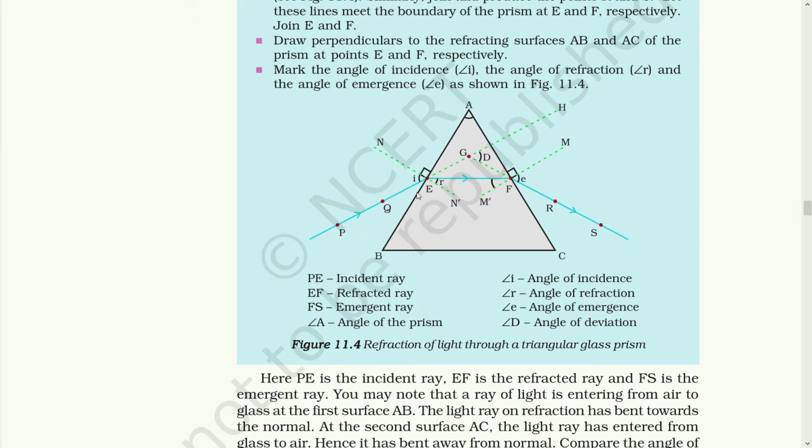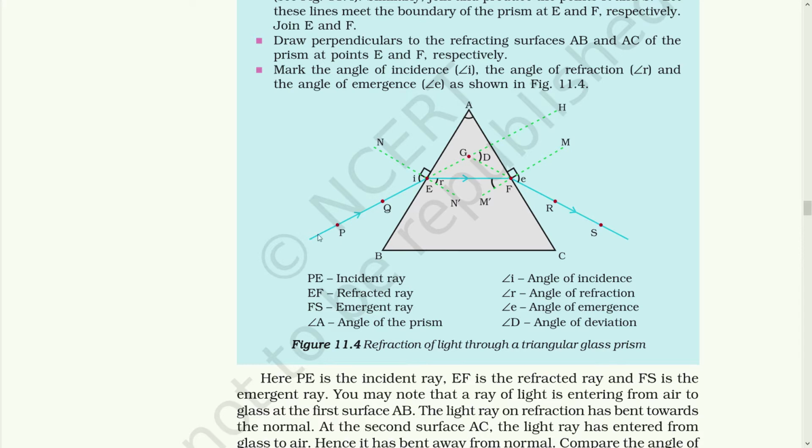Here PE is the incident ray. It passes into the prism and is refracted towards the normal. N dash is the normal. The angle formed by the incident ray and the normal is the angle of incidence. And the angle formed between the refracted ray EF and the normal N dash is the angle of refraction.